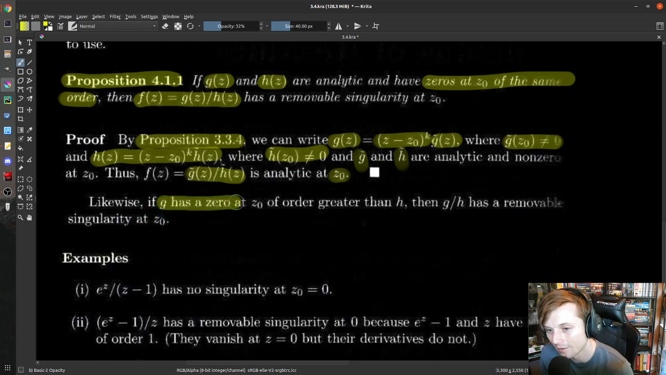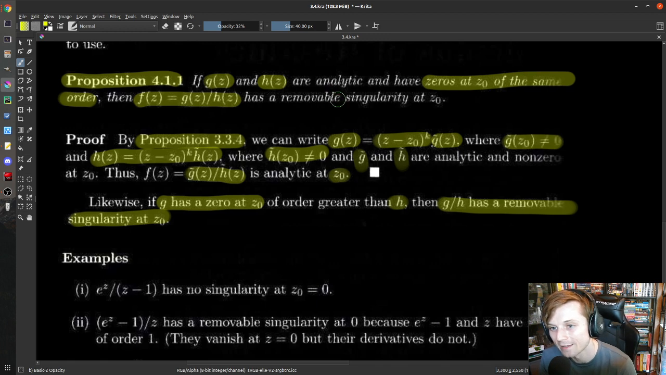If g has a zero at z naught of order greater than h, this is like the z squared over z case, then g over h has a removable singularity at z naught as well, like we just talked about. So this is the easiest case: when the top has a zero of higher order than the bottom, or at least as high an order. Then you've got pretty much the most simple thing to deal with.